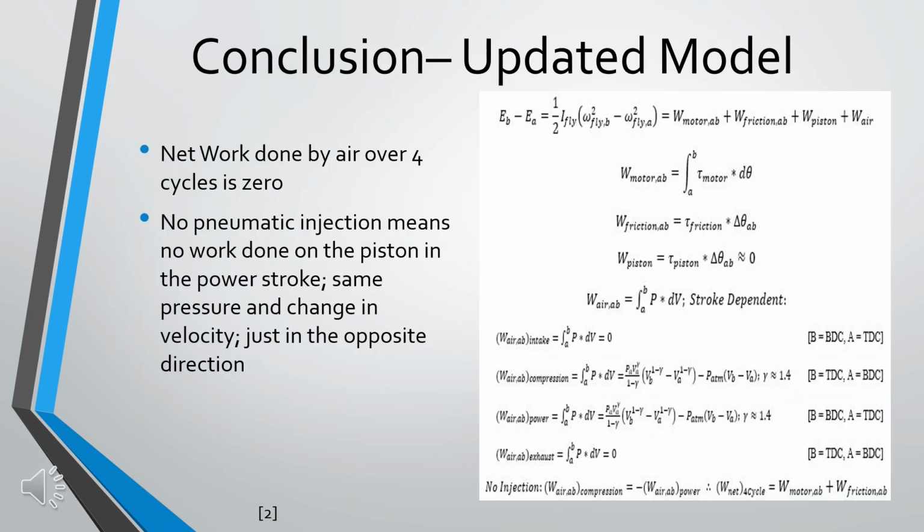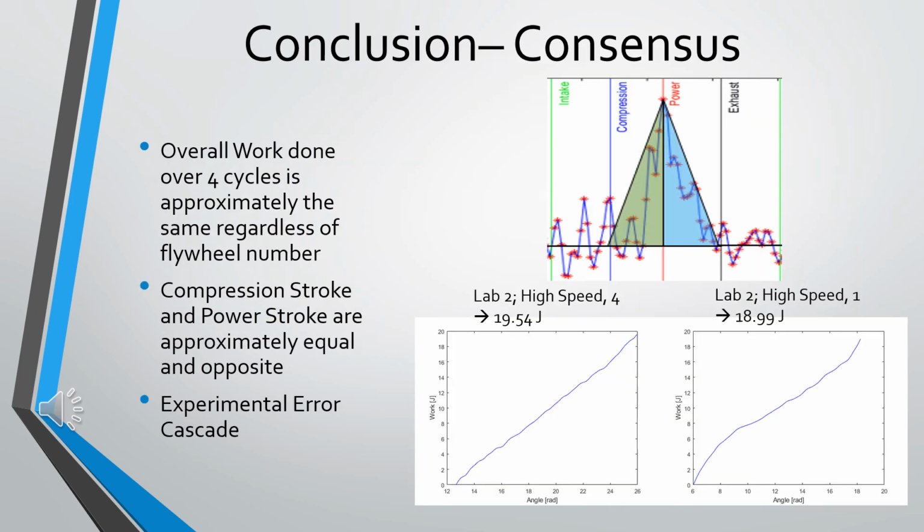In conclusion, we found that the net work done by the air over 4 cycles was approximately 0. No pneumatic injection meant that no work was done on the piston during the power stroke. However, we found that experimentally our data didn't fully line up with that. While our compression stroke and power stroke did seem to follow the trend we would have expected, equal and opposite, the experimental value for both seemed to be about halfway to what we would have expected.